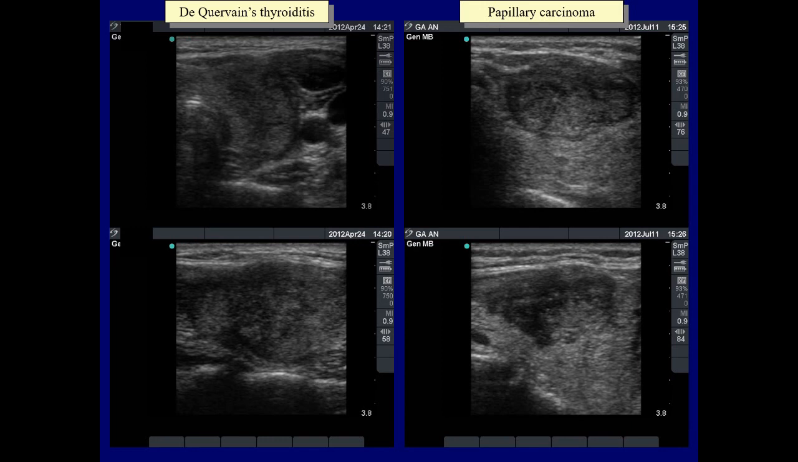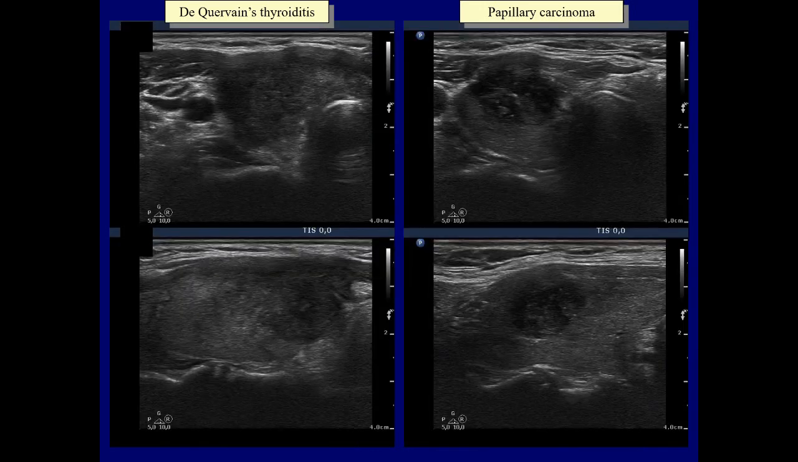The focus of thyroiditis presented in the upper image has blurred borders, while the other in the lower image presents partly sharp, partly blurred borders. The papillary carcinoma displays sharp, lobulated margins and contains microcalcifications.